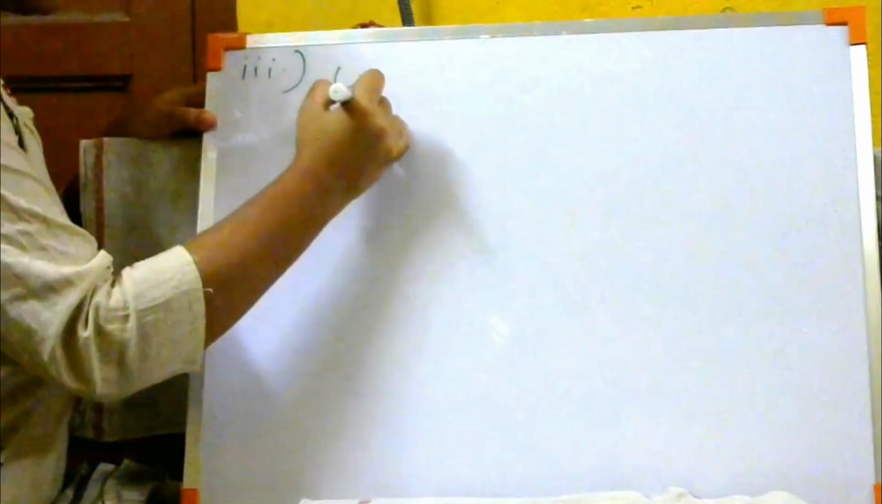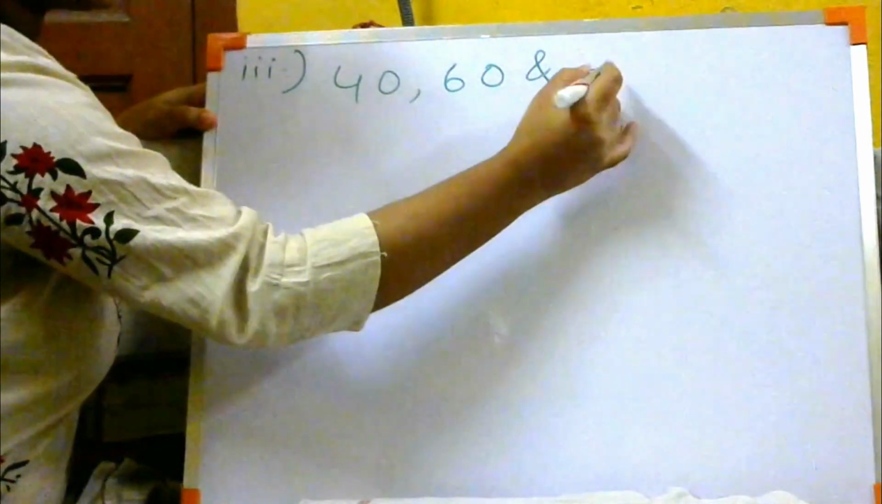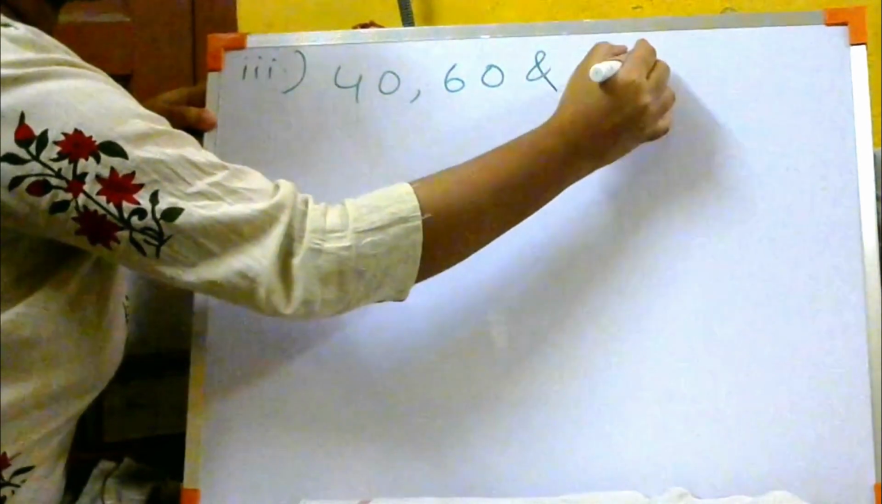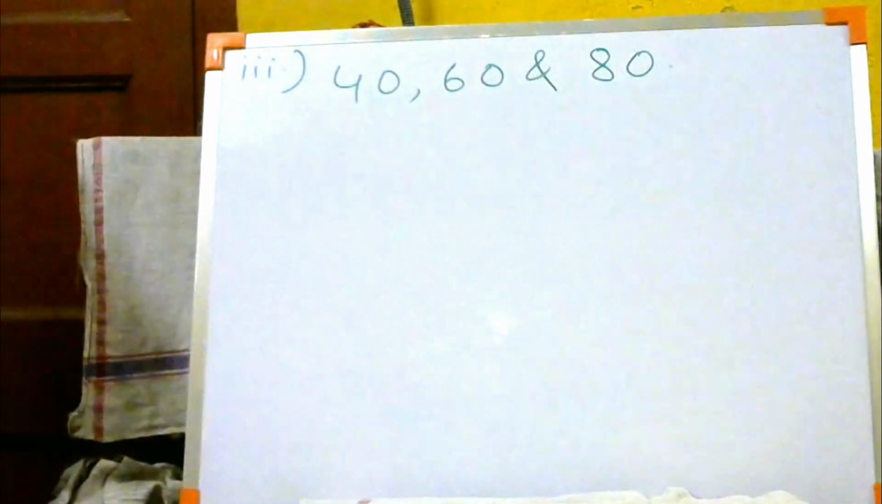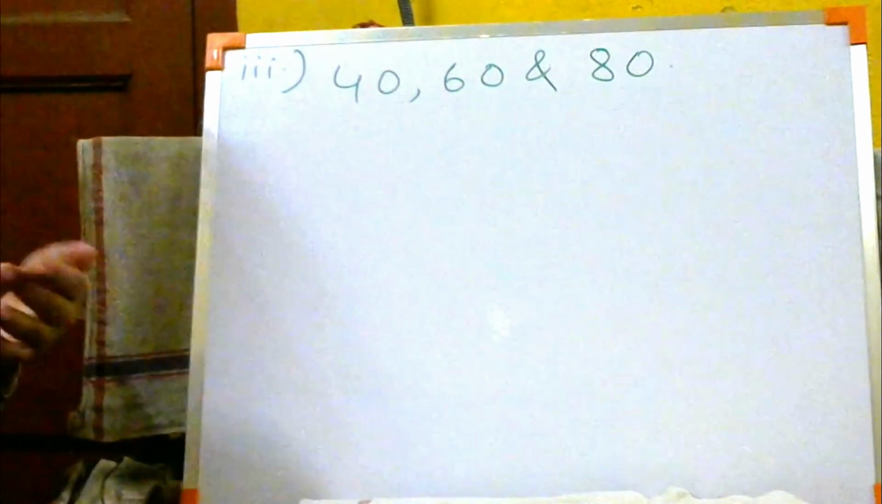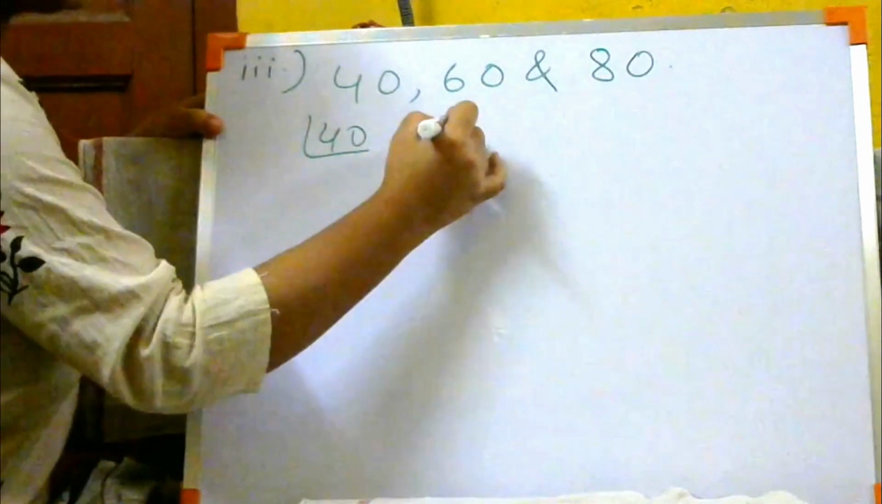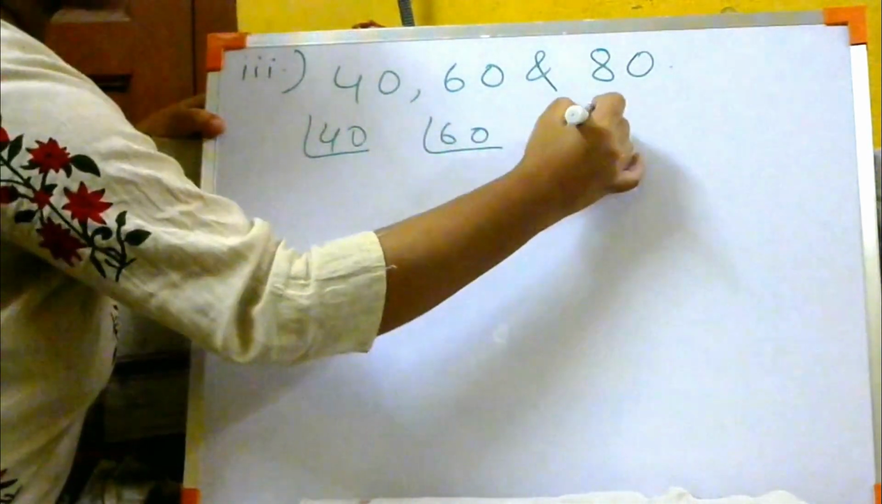Now, part 3. In part 3, the numbers are 40, 60 and 80. 40, 60 and 80, right? So you have to find the HCF of these three numbers using again the same thing, the prime factor method. Start doing it yourself, and I am also doing it on the board. We are going to find the prime factors of 40, of 60, and of 80.